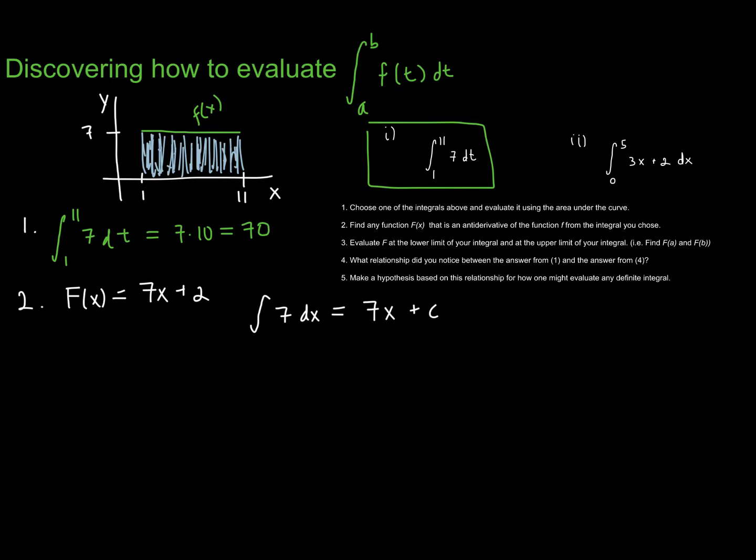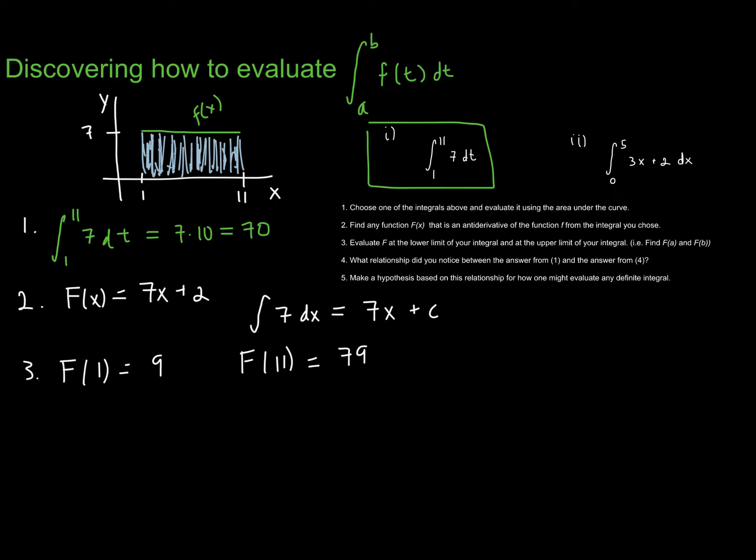All right, now I want to evaluate my function capital F at the lower limit of our integral and at the upper limit of our integral. In other words, we want to find capital F at a and capital F at b. So I notice that my lower limit is 1 and my upper limit is 11. So capital F evaluated at the lower limit of 1 is going to be 7 times 1 plus 2, which is 9. And capital F evaluated at 11 will be 7 times 11, 77, plus 2, which is 79.